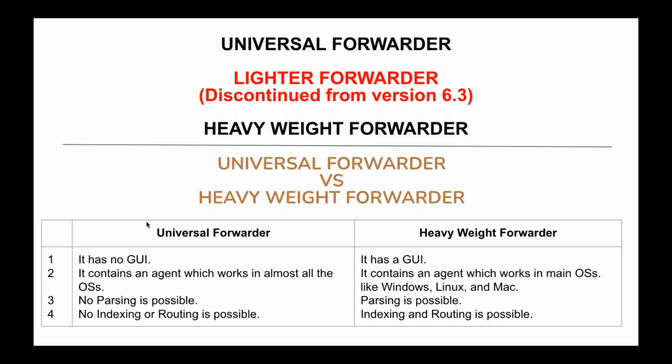Out of these three things, lighter forwarder has been discontinued. It has been discontinued from version 6.3. Right now the version of Splunk is 8.2.2. It has got 8.2.1 also. See, so aggressive it is actually. Splunk, month by month, will be changing its versions. So some new feature they will be adding. So such is the aggressiveness of Splunk. So the lighter forwarder has been removed from version 6.3. So now we have got only two forwarders. What are those? Universal forwarder, and the other is the heavyweight forwarder.